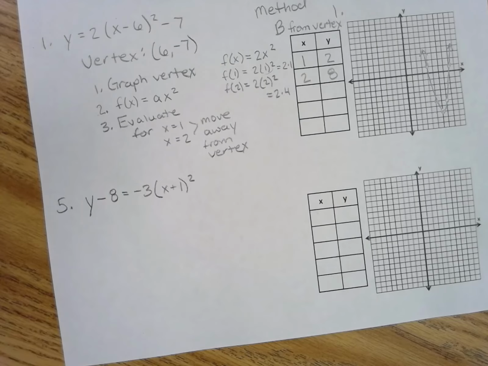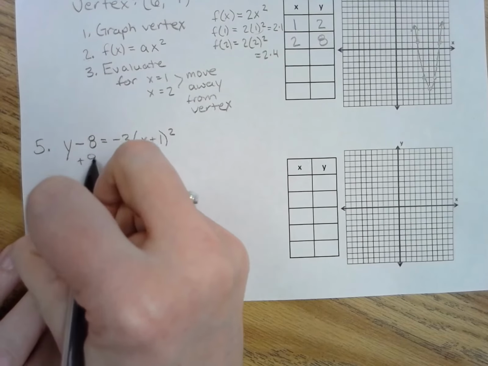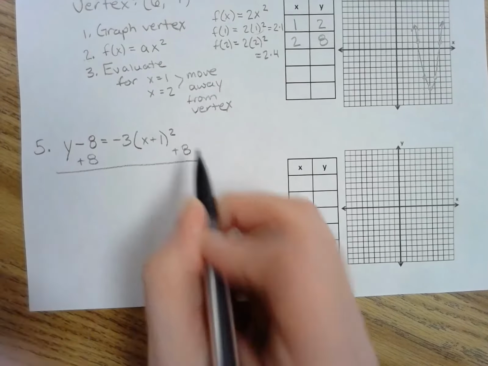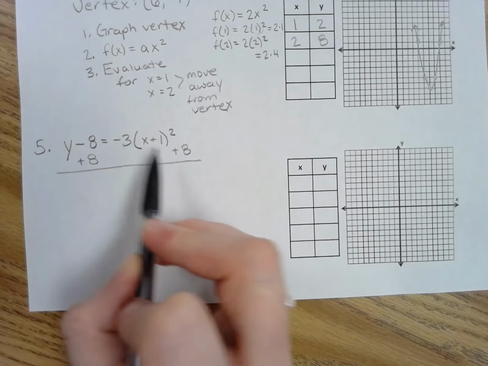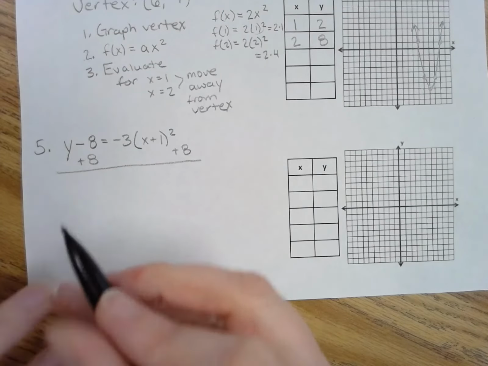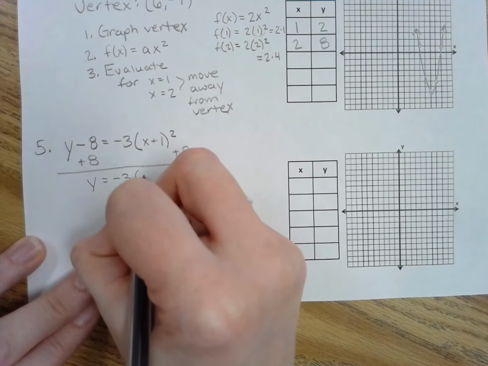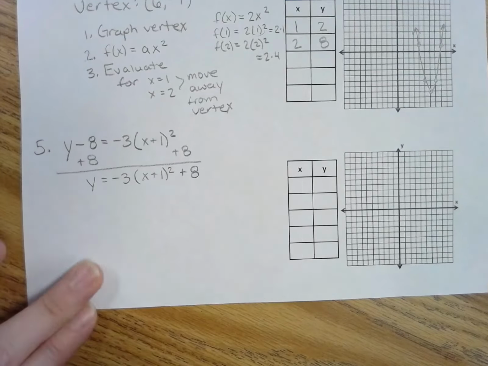So again, be careful if it's not already in vertex form. We might need to solve for y, and in this case, we'll need to do that by adding 8 to both sides. Again, be careful that the plus 8 just goes to the end. It would not combine with this negative 3 because they wouldn't be like terms. So in vertex form, we have y equals negative 3 times x plus 1 quantity squared plus 8.